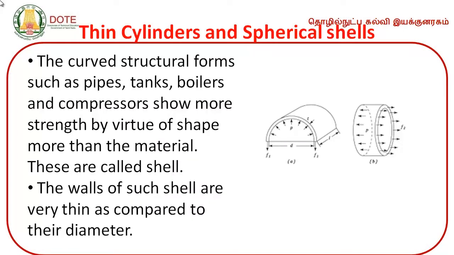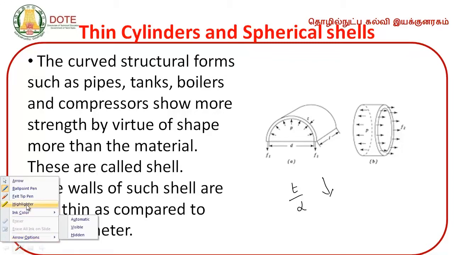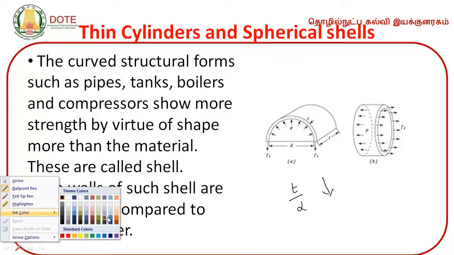The walls of such shells are very thin as compared to their diameter. So, the thickness to diameter ratio will be very small. Thickness to diameter ratio is very small for this case of thin cylinders and shells.